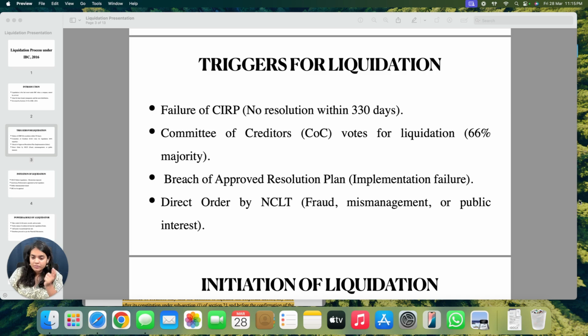What does that mean? That means in case a corporate debtor has multiple functioning units, and each individual unit can also function separate from the entirety of the corporate debtor.